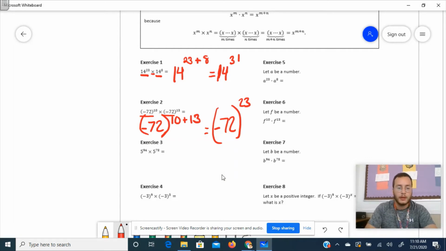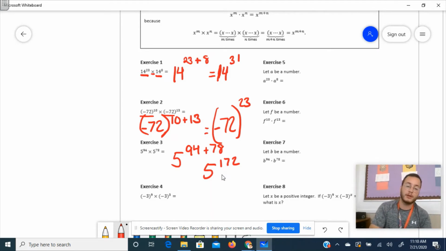Exercise 3, 5 to the 94th power times 5 to the 78th power. I'm getting old, guys. So they are the same base of 5, so it would be 5 as the base to the 94th plus the 78th power, which will give you 5 to the 172nd.